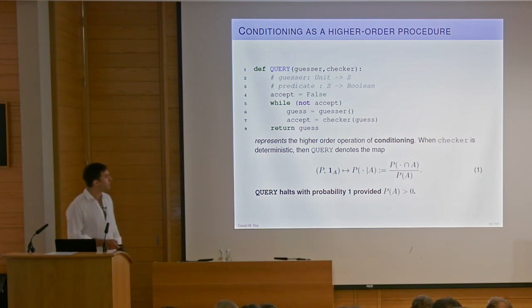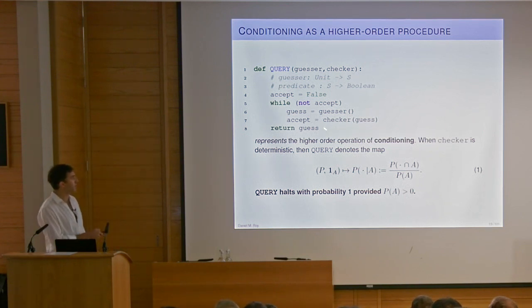So it's easiest to describe what it does when the checker doesn't itself consume any randomness, so it's just deterministic. In that case, we can think about query taking in a representation of a distribution, a representation of a predicate, and then what does it return but a conditioned distribution. And this is just the ordinary elementary definition of conditioning on a set. So I take my world and condition on A. If I have some event B, then B conditioned on A is the probability of B and A divided by the probability of A. And this is meaningful only if P of A is greater than 0.